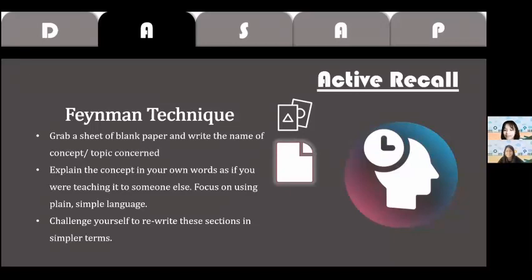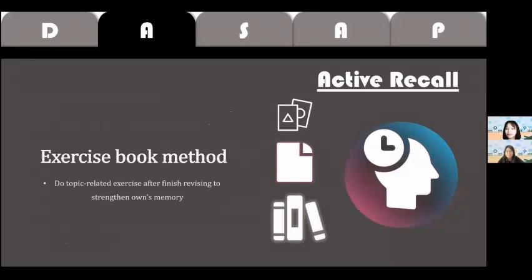As for the last method for active recall, it's the exercise book method. Do you still remember the question book method that was just mentioned in the desired difficulty? There's a similar method called the exercise book method, which can help you to achieve active recall as well.